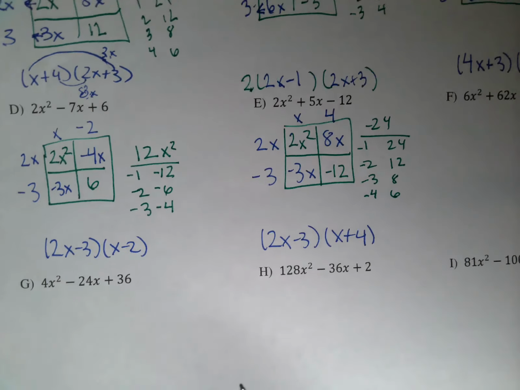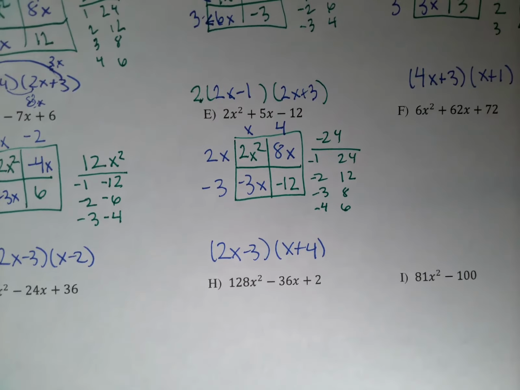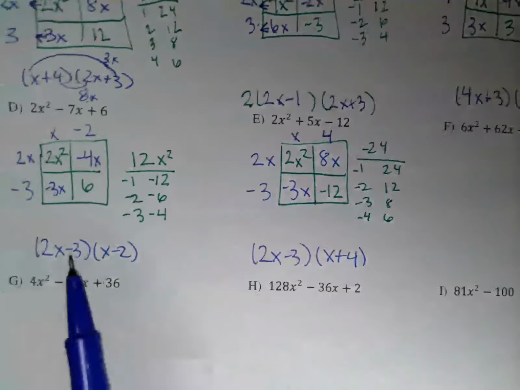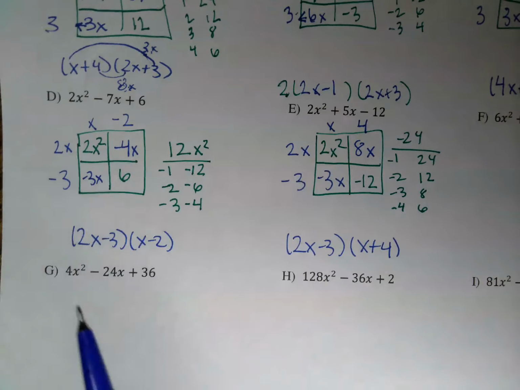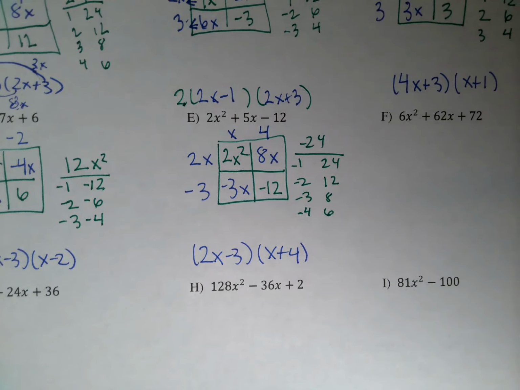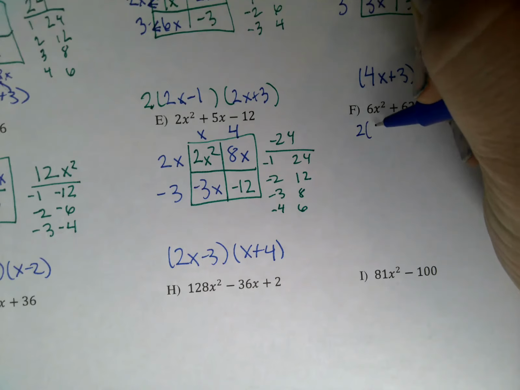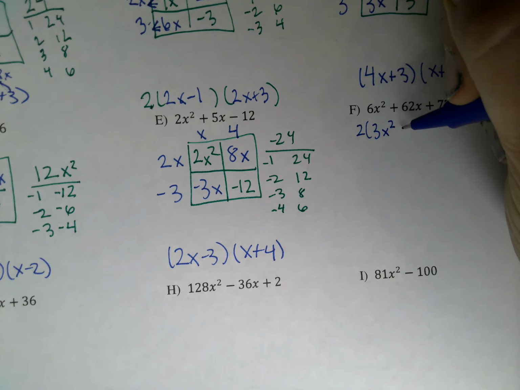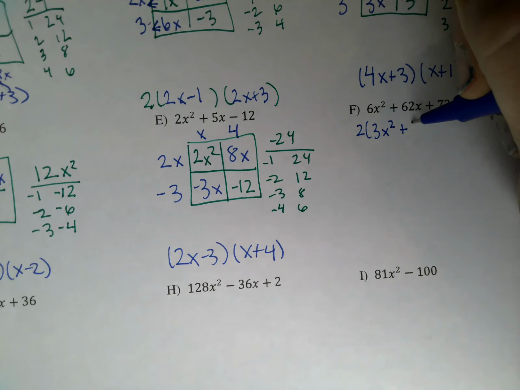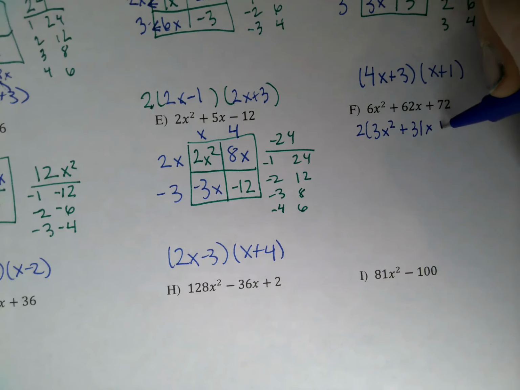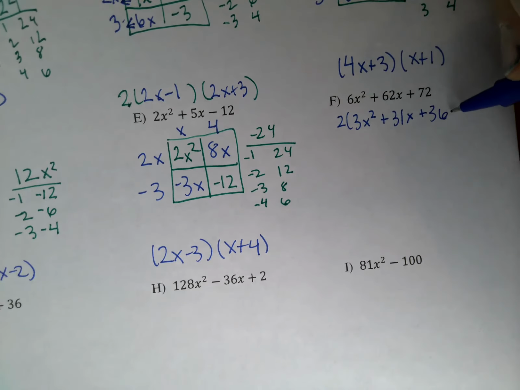For F here, I have to first look at, do they have something in common? You should have asked that question for D and E too. However, D and E do not have anything in common. But for F, they do have a common number. I can take out a 2 from all of these, leaving me a 3x squared plus 31x plus 36.